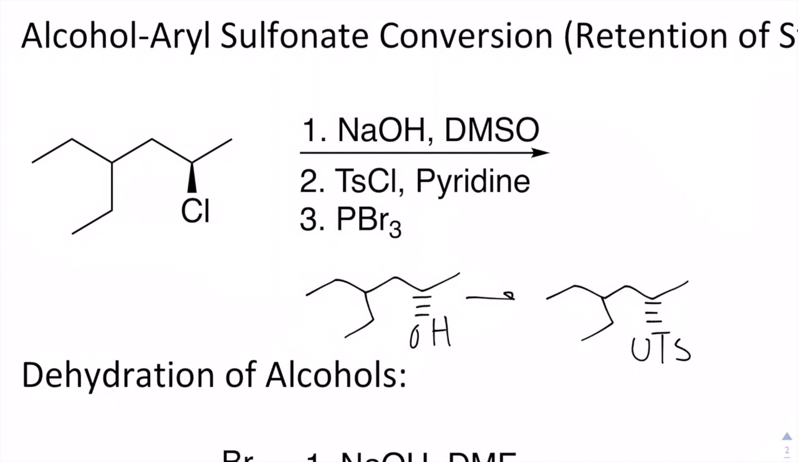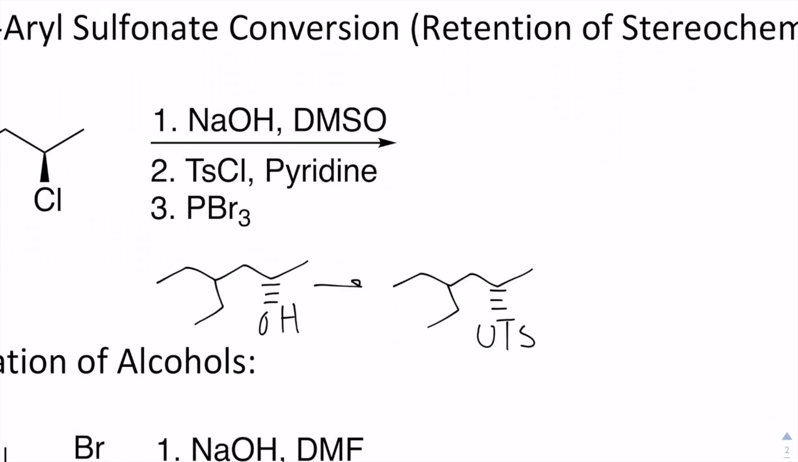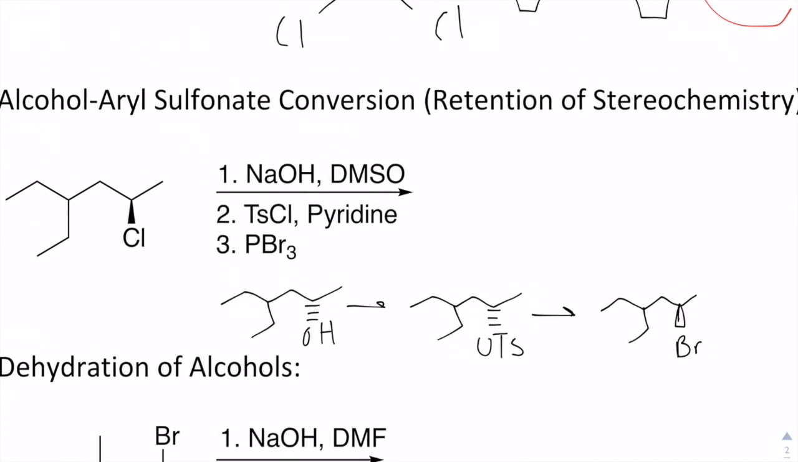Okay, so notice how the stereochemical configuration was retained, and then phosphorus tribromide, remember, is another SN2 reaction, so we would expect that bromine to come on a wedge. So clearly here, if you wanted to have a bromine on a wedge, you had to go through this tosyl chloride intermediate, or this aryl sulfonate, because we were to retain that stereochemistry.